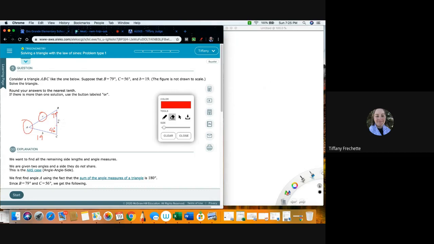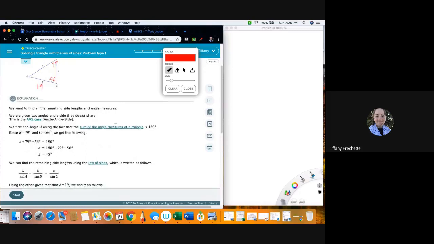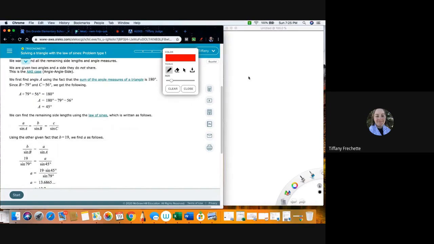But we can't use our trigonometric functions like we're used to using them because we don't have a right triangle. You need a right triangle in order to do that. So what we need to use is the law of sines. So I'm going to come over here to my notepad and I'm going to write this down because this is the law of sines.